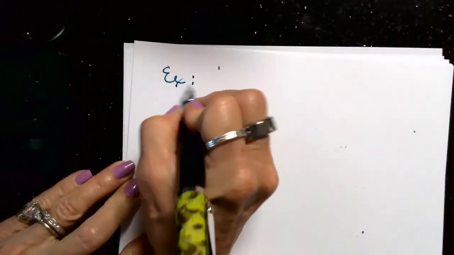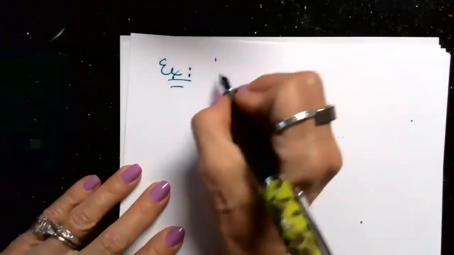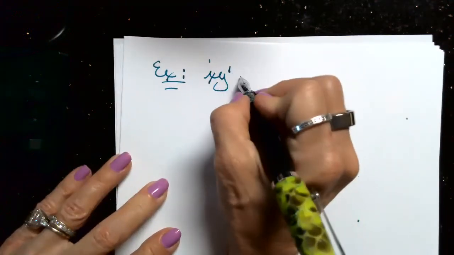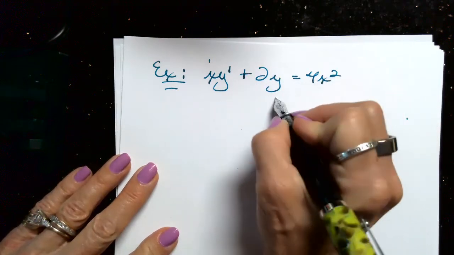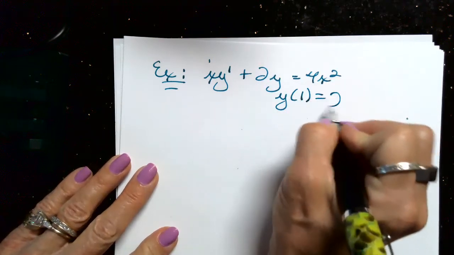Okay, so let's go back to a couple of our examples that we did before. If you look at the first example we did, we looked at x y prime plus 2y is equal to 4x squared, and we had y of 1 equals 2.